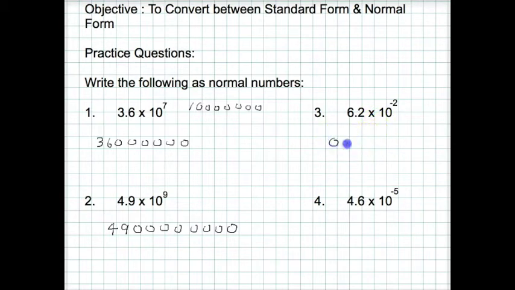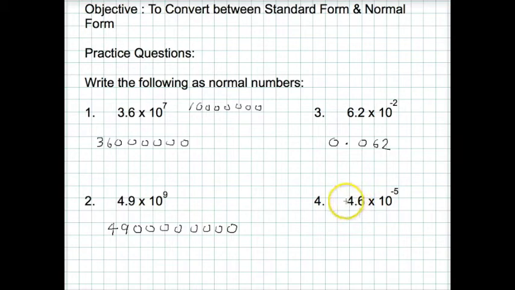So I get 0.062. Again, it's a good idea to check whether if we move this 2 places, it gives us the 6.2 that we started with. 1, 2 takes us to 6.2. Same with this one here.